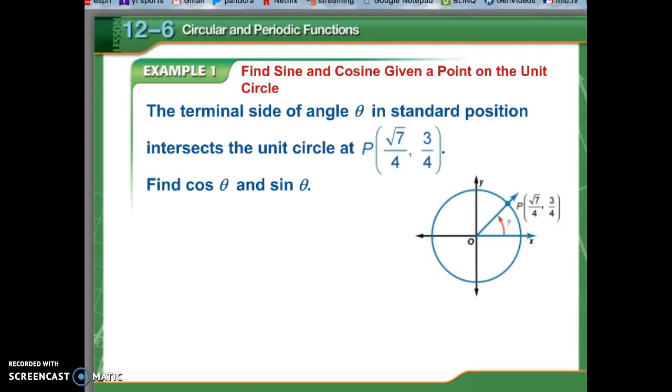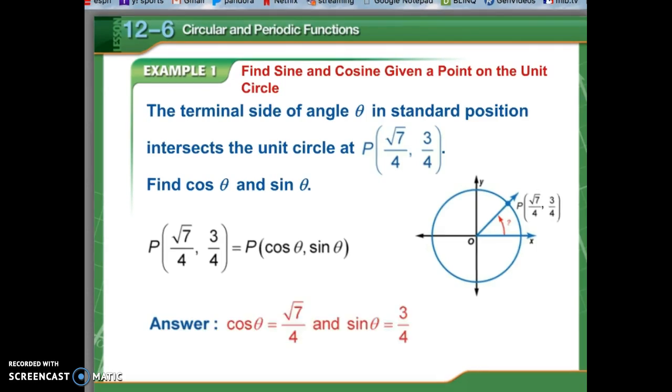So the first example is going to use that concept. It says that we need to find the sine and the cosine given a point on the unit circle. And the problem says the terminal side of angle theta in standard position intersects the unit circle at the point square root 7 over 4 comma 3 over 4. And we need to find the cosine of theta and the sine of theta. And this is actually going to be a really simple process. Basically, you're just looking at the x part of the point, and that's the cosine, and the y part is the sine, and you're just going to pull the value that they give you. So the cosine of theta is square root 7 over 4, and the sine of theta is 3 over 4. Really simple, really straightforward.